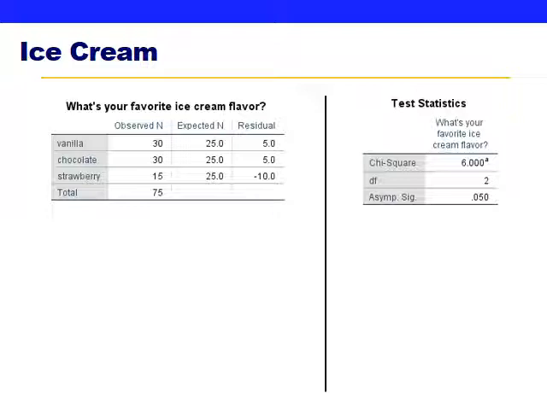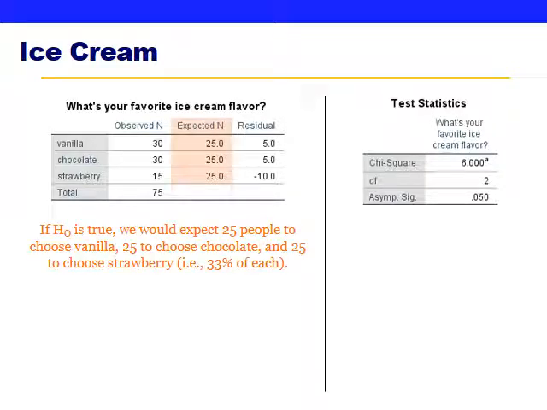In the table on the left, the first place we're going to look is at the expected n's. This is the number of people who we would expect to fall into each category if the null hypothesis is true. So in other words, if it really is the case that vanilla, chocolate, and strawberry ice cream are equally popular, we would expect, out of the 75 total people in our sample, that 25 of them would have chosen vanilla as their favorite flavor, 25 would choose chocolate, and 25 would choose strawberry. Very similar to the example that we talked about in class.